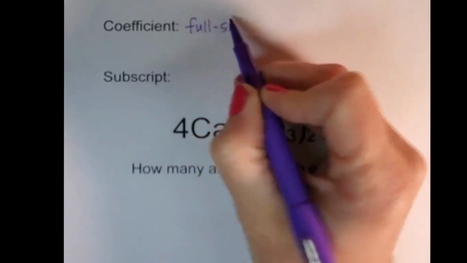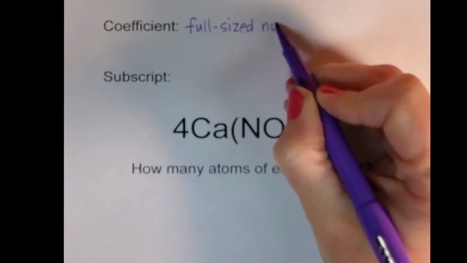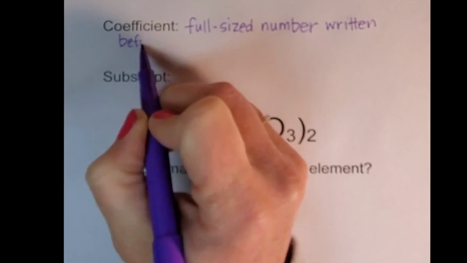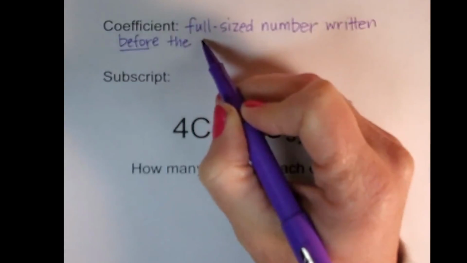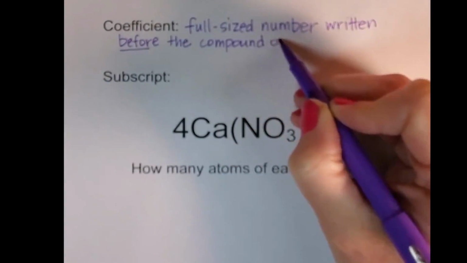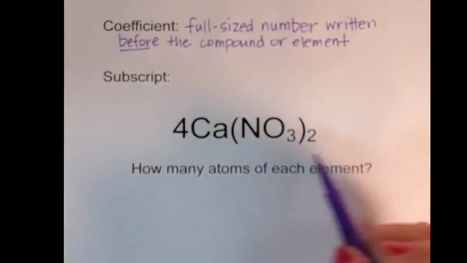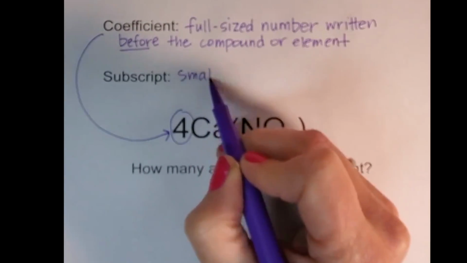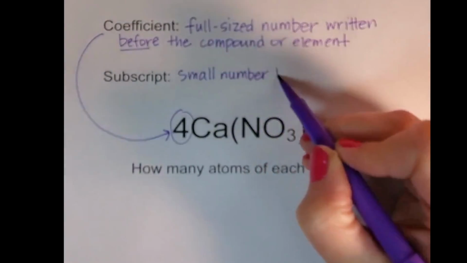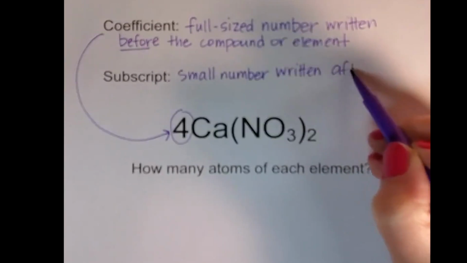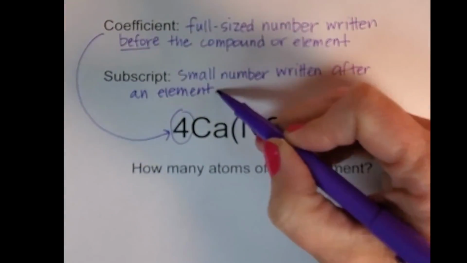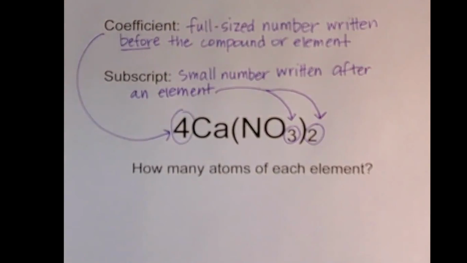A coefficient is a full-size number that is written before the element or the compound. As you can see in this compound, there is a coefficient of 4. A subscript is a small number that is written after an element. In this compound, the subscripts are the 3 and the 2.